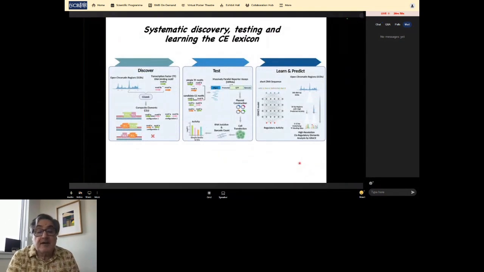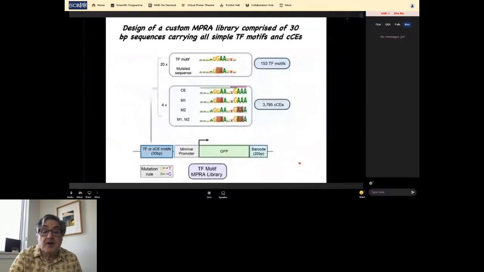So the next step, given this very large set of candidate composite elements that come from our statistical screen, we decided to build a massively parallel reporter assay library that carries all of these composite elements. And the design of that library is shown on this slide, where for each of these composite elements, we also have in the library mutant versions of them where we mutated site 1, site 2, or site 1 and 2, changing base pairs that have the highest information content to complementary. The rule that we followed is that G is mutated to a T, the A to a C. This library additionally contains all simple motifs that we know about and mutant versions.